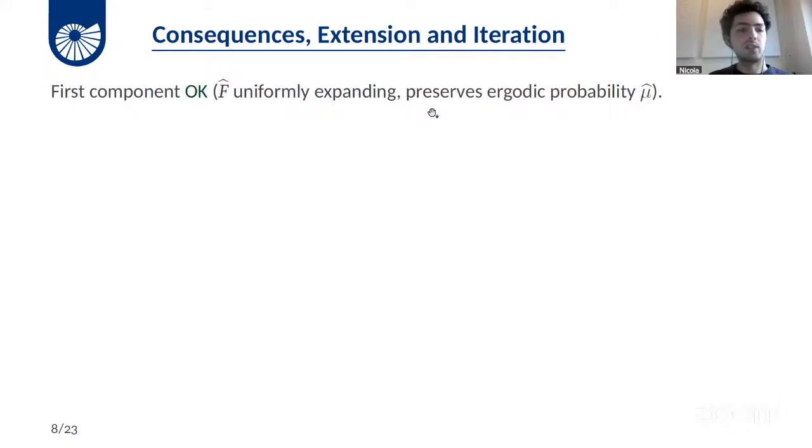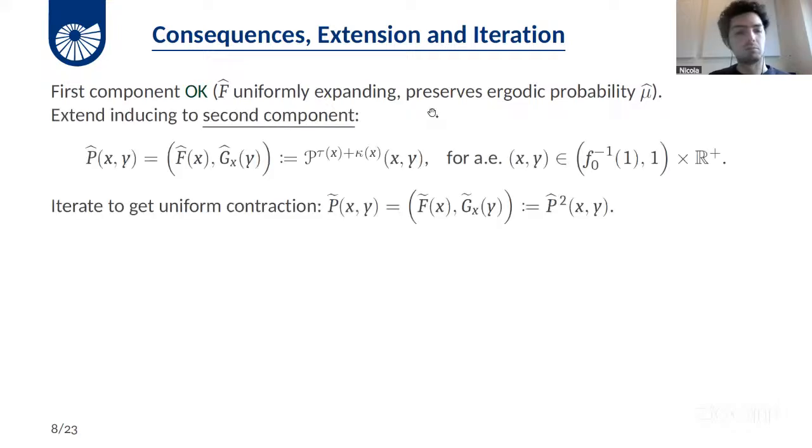At this point, since the first component is set up, we can repeat the procedure on the second one. In the process, we obtain another map p hat. There are some technicalities because this map does not exhibit uniform contraction in the second component, but we can again induce or simply iterate again and obtain another map p tilde, which now has the uniform contraction on the second component.